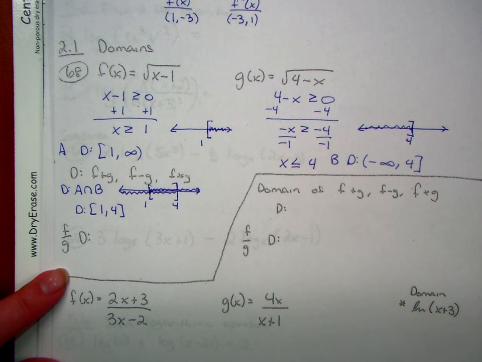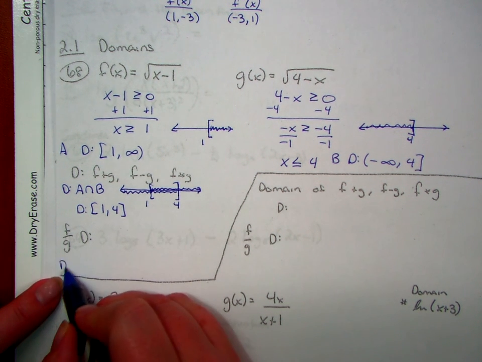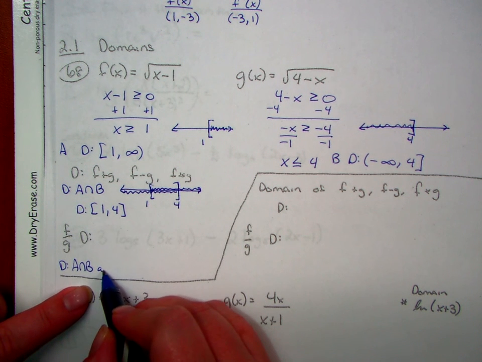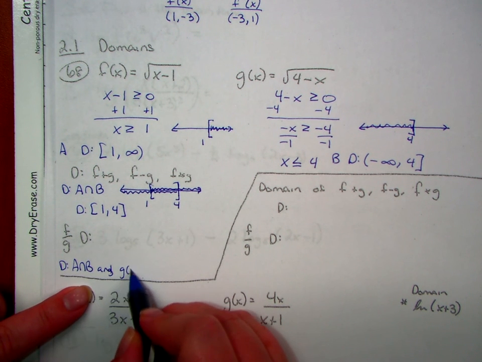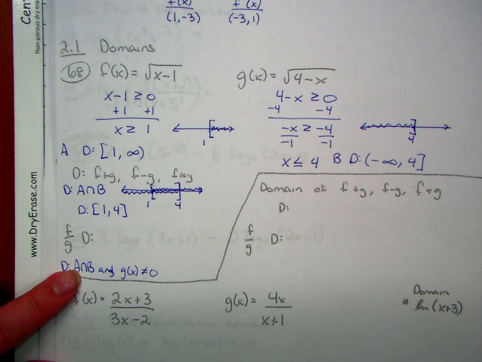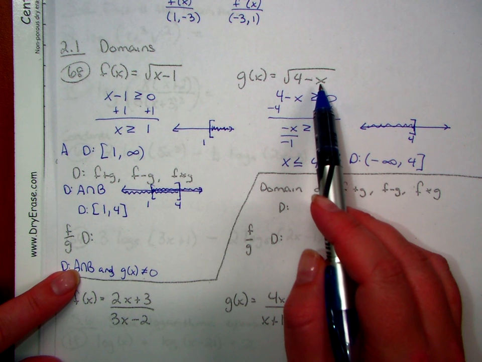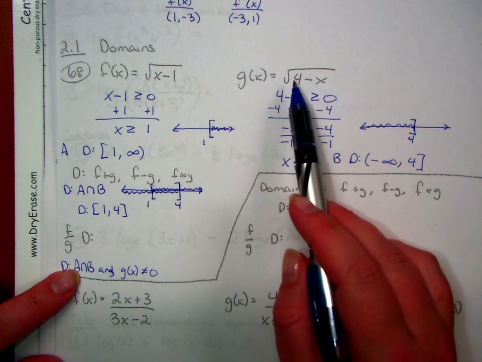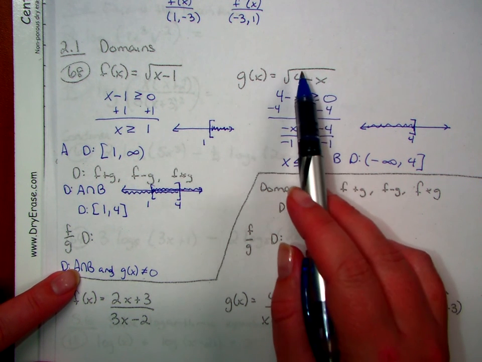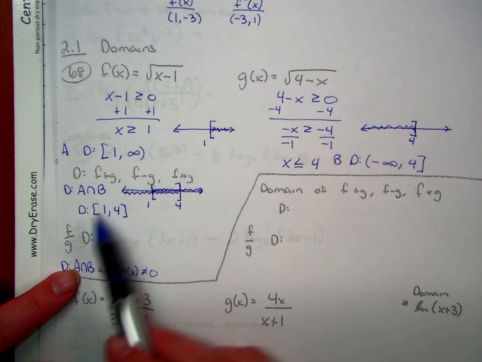If we do the division, the domain is slightly different. What I want you to remember is that the domain is A intersect B, and g of x can't equal 0; the bottom can't equal 0. So look at your radical here. What would make that equal to 0? 4 minus 4. If I plug 4 into this radical, I get 0. The square root of 0 is 0, and I would be dividing by 0.